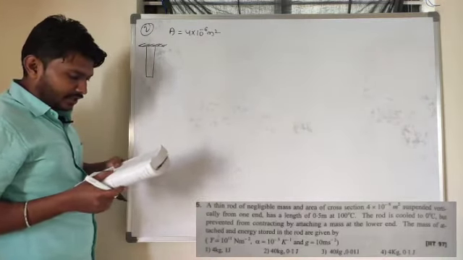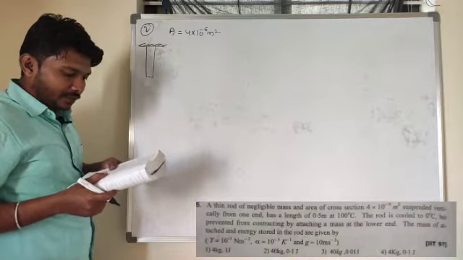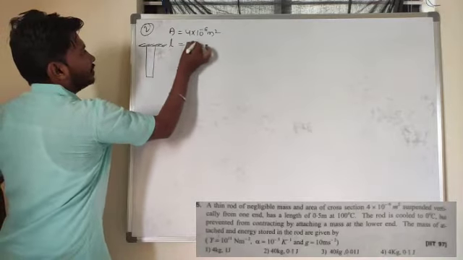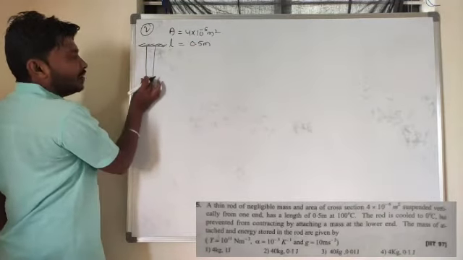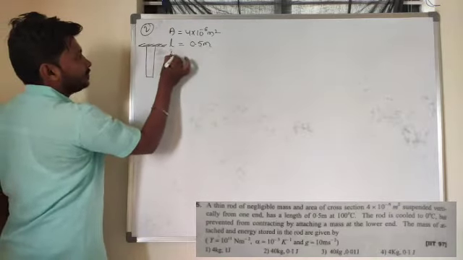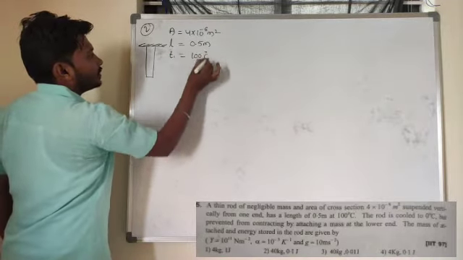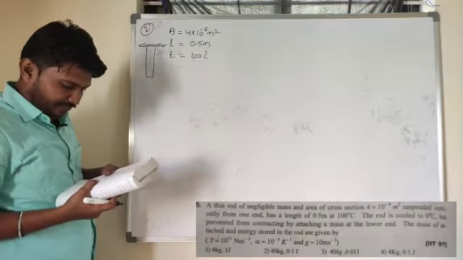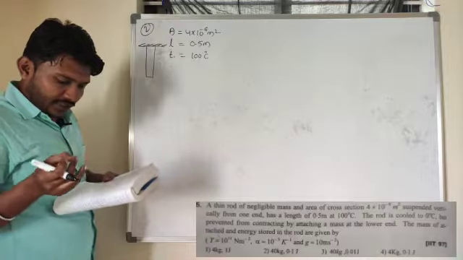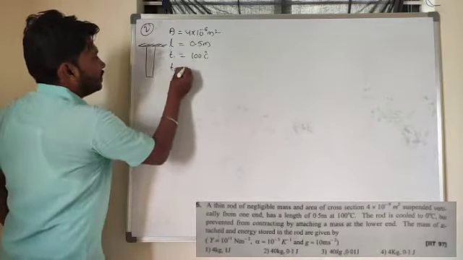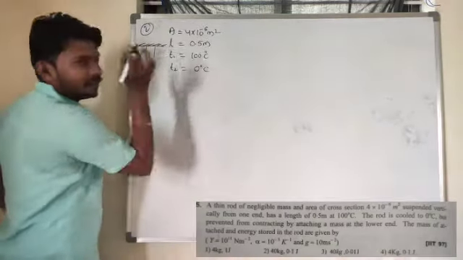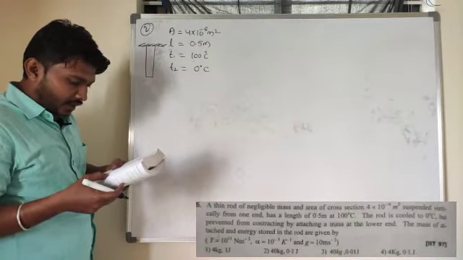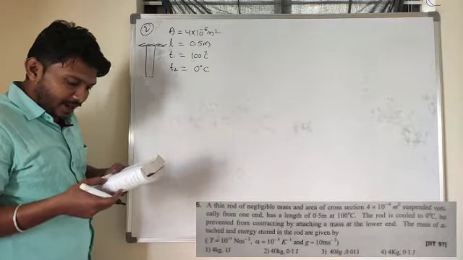It is suspended vertically from its one end, and has a length of 0.5 meter at 100 degrees Celsius. What's the length of this wire? Length of this wire is 0.5 meter when the temperature of this wire is 100 degrees Celsius. The rod is cooled to 0 degrees Celsius, so temperature is reduced from 100 degrees Celsius to 0 degrees Celsius, but prevented from contracting by attaching a mass at its lower end.